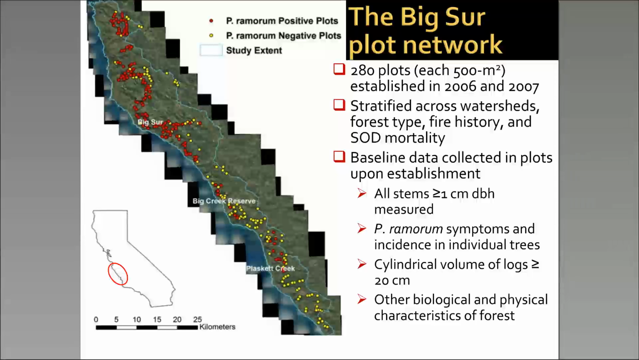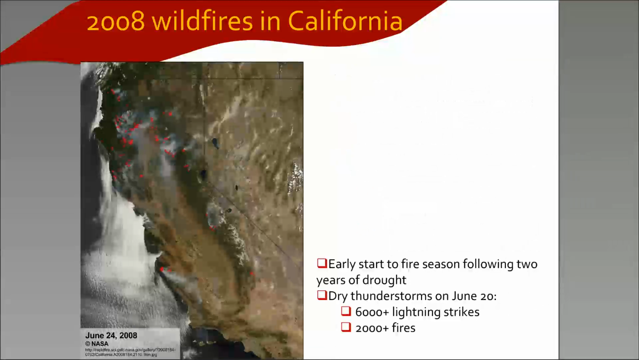A bunch of baseline data was collected at the time of plot establishment. All stems greater than 1 centimeter DBH were measured. The P. ramorum symptoms and incidence of disease in individual trees was noted within each plot. So we had a lot of information at the time that this network was established.